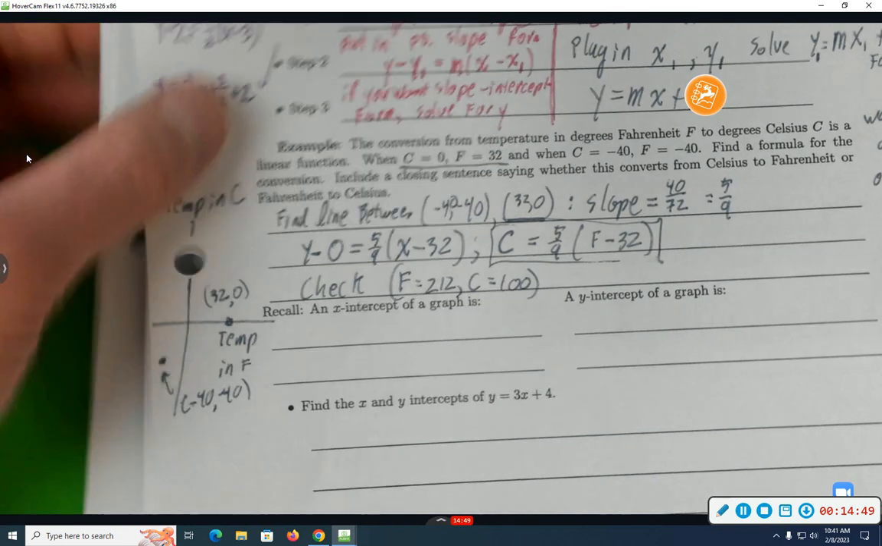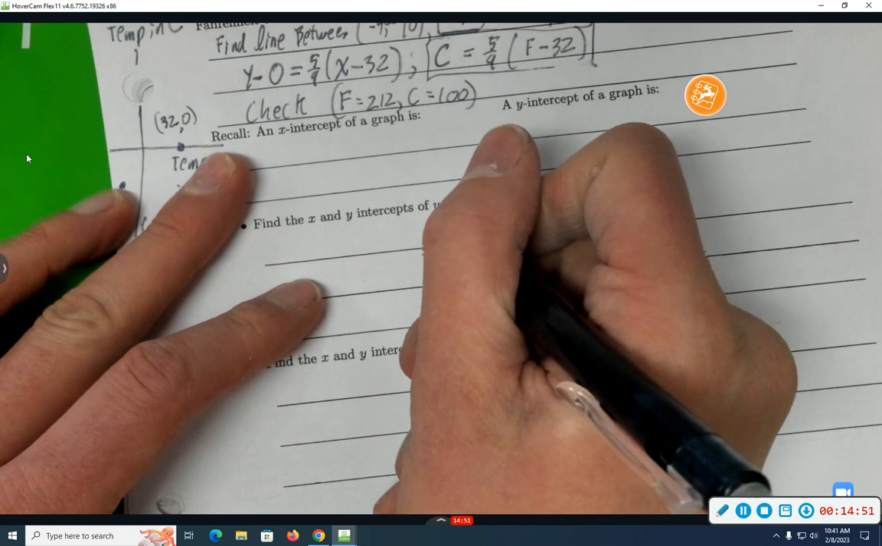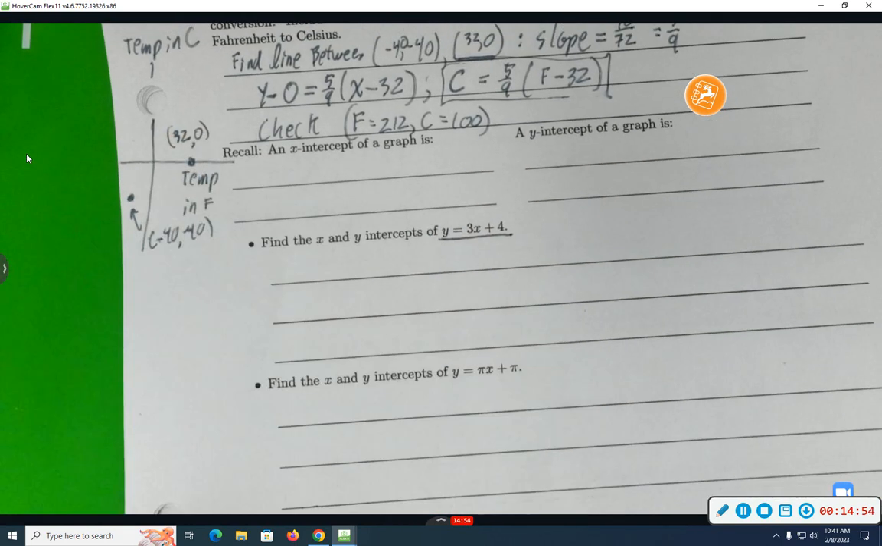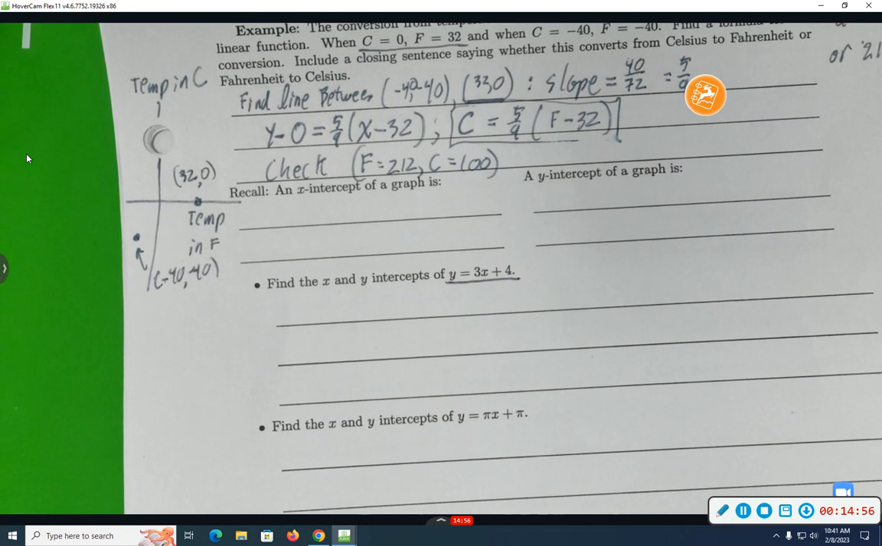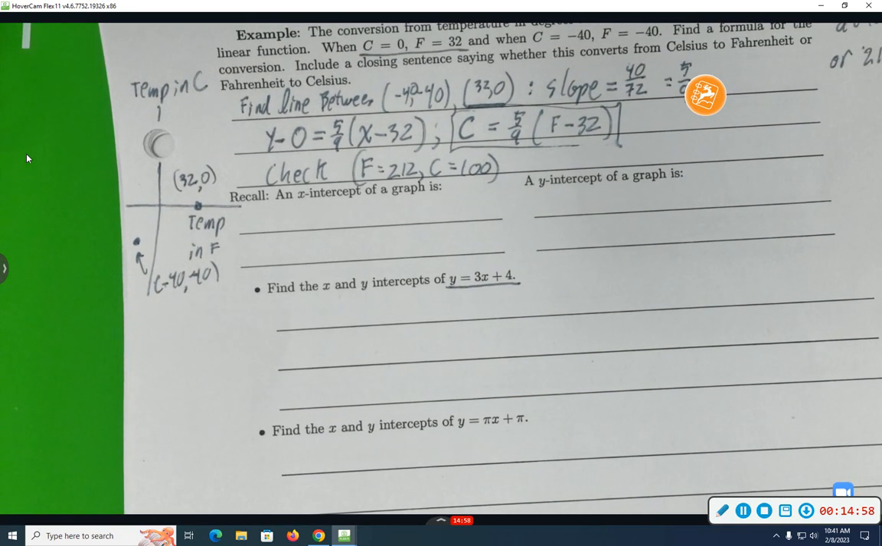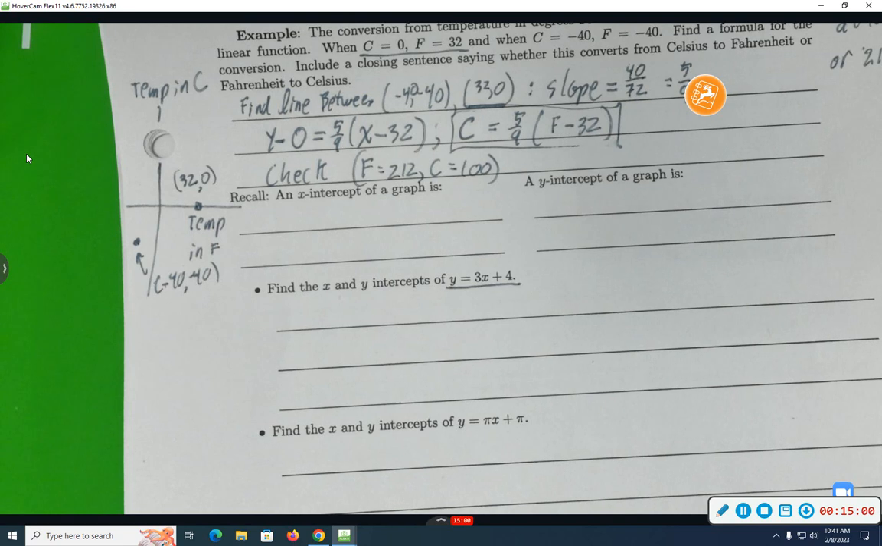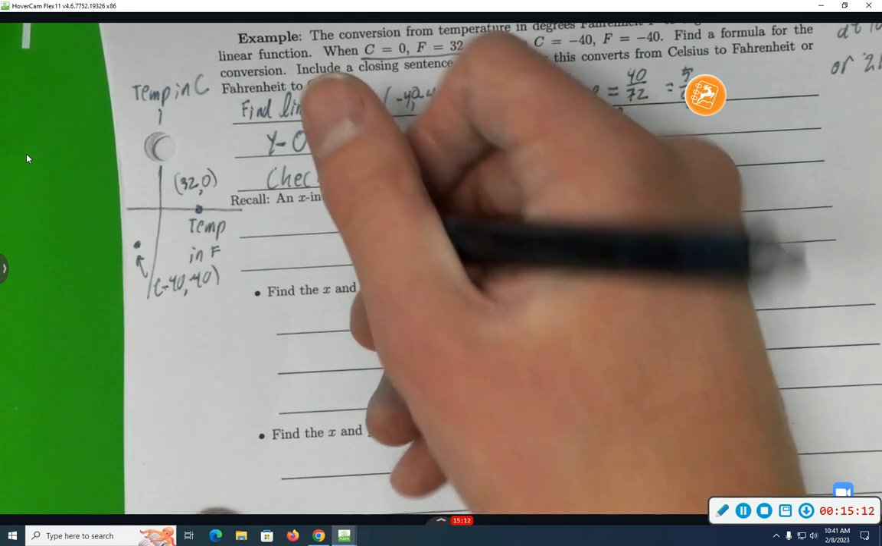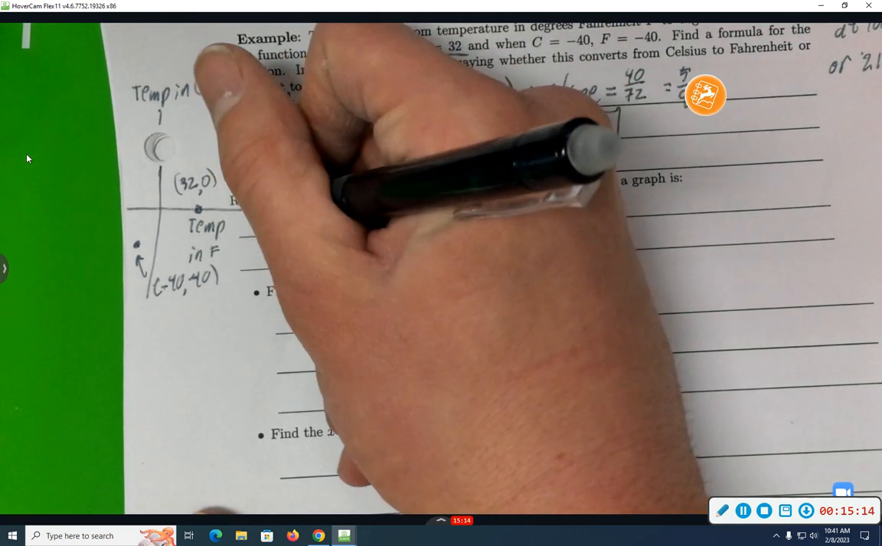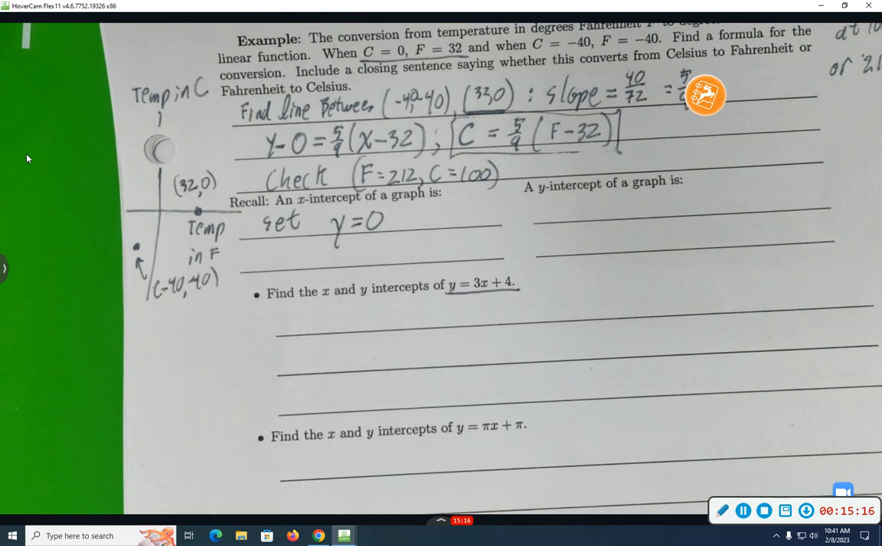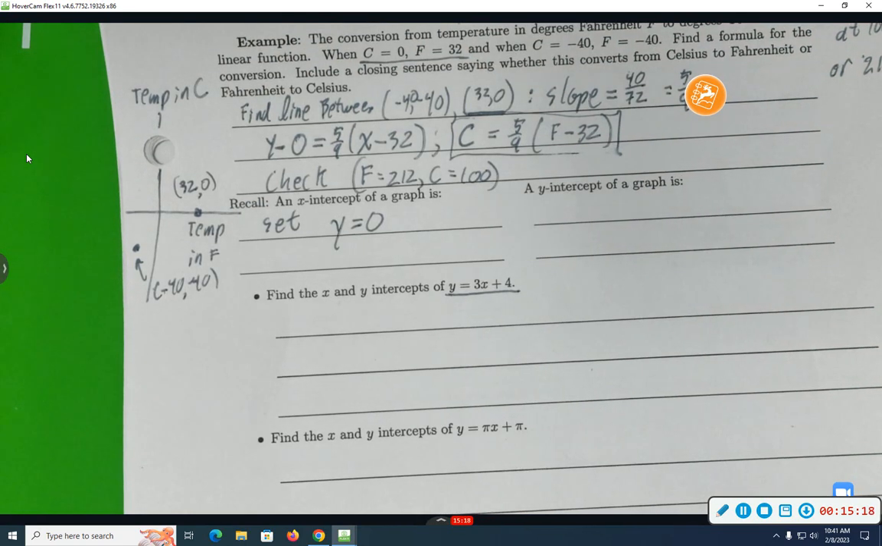So let's do that. Let's find the x and y intercepts of the line given by this equation. It doesn't have anything to do in particular with lines. Let's just remember how to find x and y intercepts. How do you find the x-intercept of a graph? Set y equal to 0. You set y equal to 0, you solve for x.